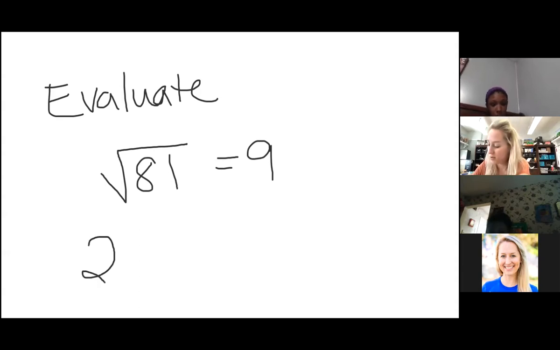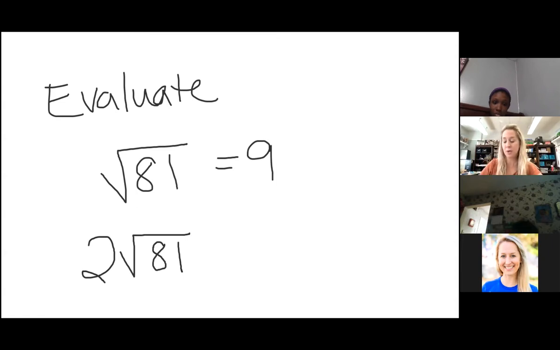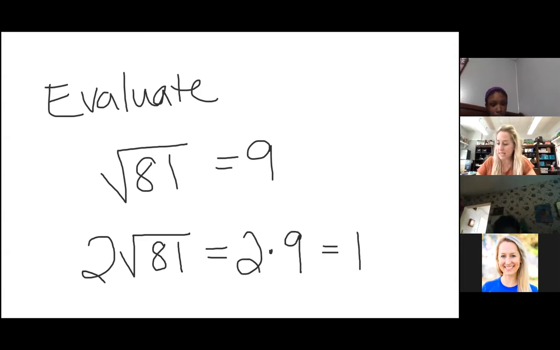This might be different. What is 2 square root of 81? If you see something like that, that's a big 2 out front. That's not a little 2 perched up in the root index. It's not saying it's a square root. That is 2 square root of 81. What that means is you're doing 2 times the square root of 81. We know the square root of 81 is 9. So 2 times 9 is 18.